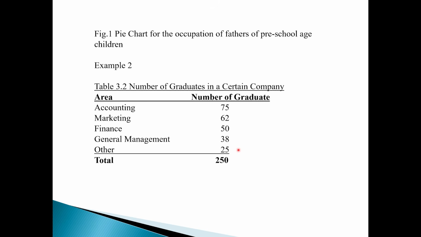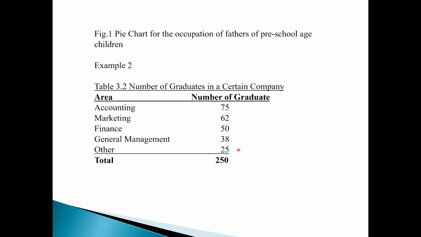You can now actually draw your pie chart. Why? Because you know that 30% of your circle should be occupied by accounting, okay? You know that 24.8% should belong to marketing, 20% should belong to finance, 15.2% should belong to general management, and 10% should belong to others.